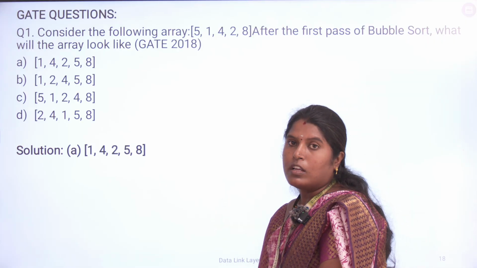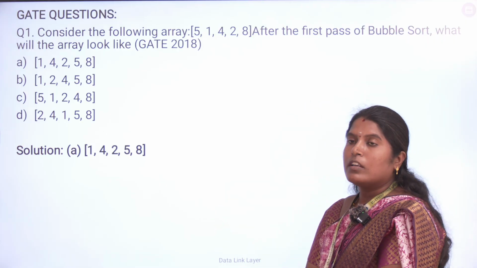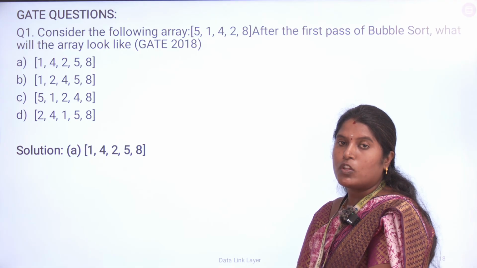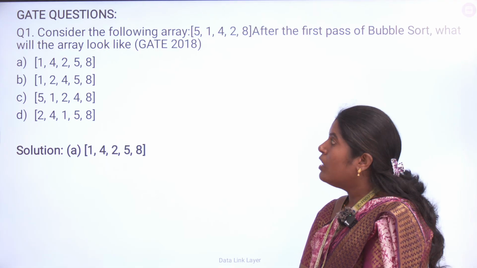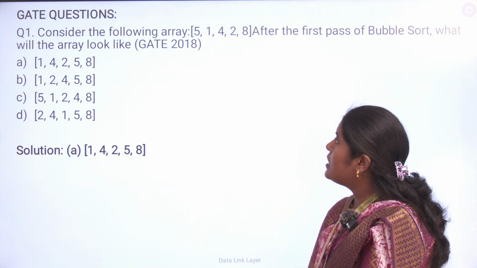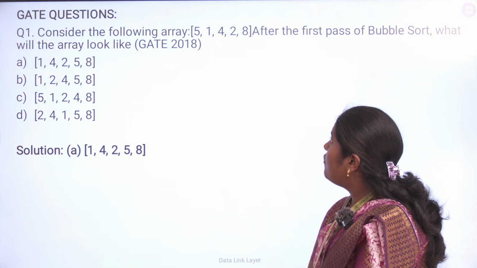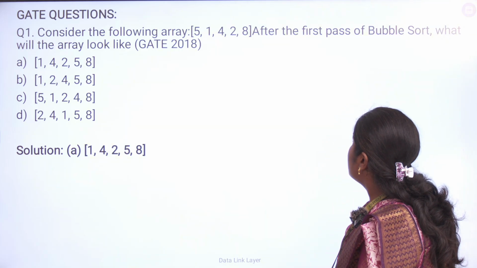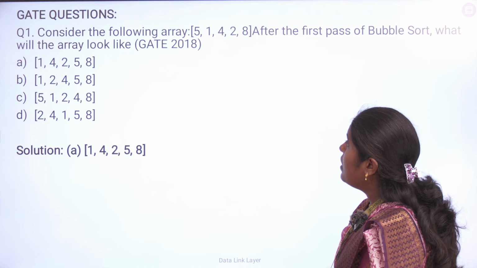Now let us move to the GATE questions. These are some of the GATE questions which were asked based on the topics bubble sort and insertion sort. The first question is: consider the following array 5, 1, 4, 2, 8. After the first phase of bubble sort, what will the array look like?